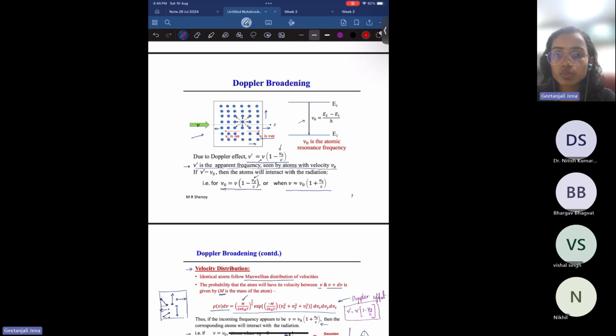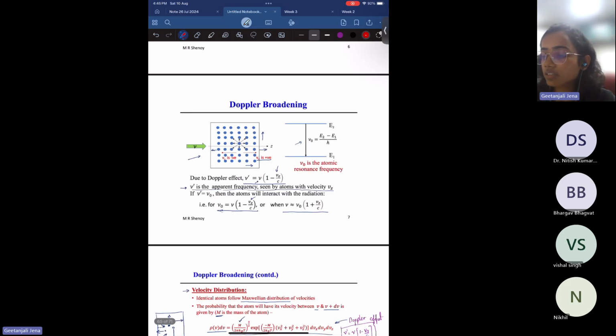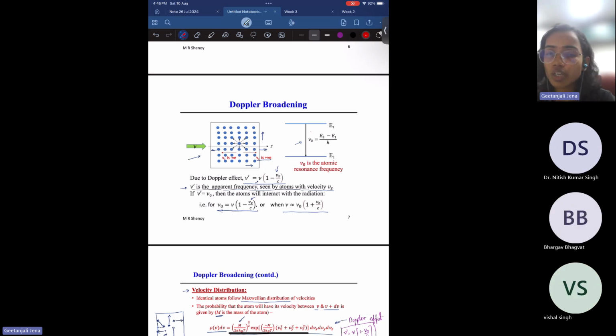Now we'll discuss inhomogeneous broadening, where we'll see that there will be a spreading of the spectrum, and there will be response coming at different frequencies. Other than nu 0, we'll get a peak around other frequencies also. So, Doppler broadening: let's consider an atomic system consisting of a collection of atoms, a two-level system with two energy levels E2 and E1, and the atomic resonance frequency is nu 0, which is E2 minus E1 by h.